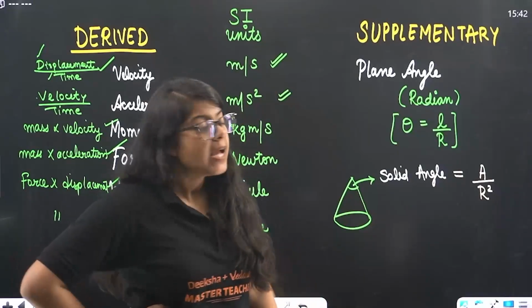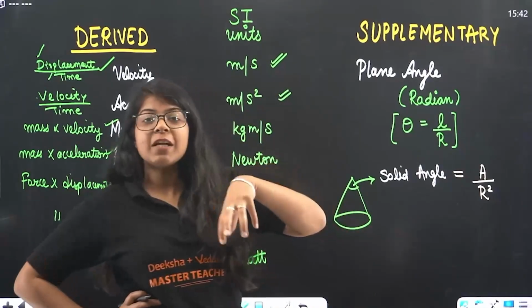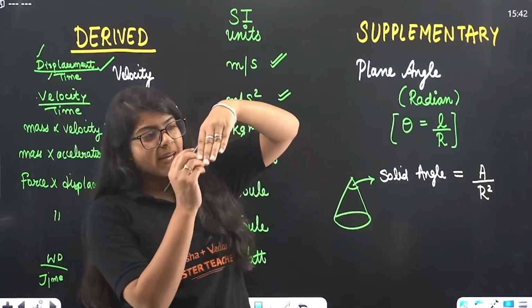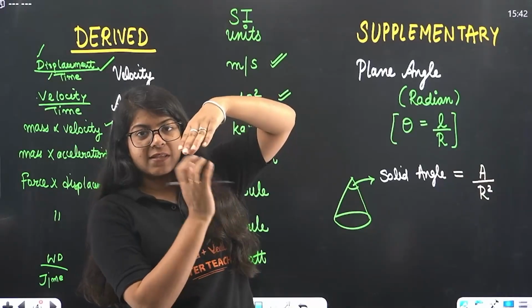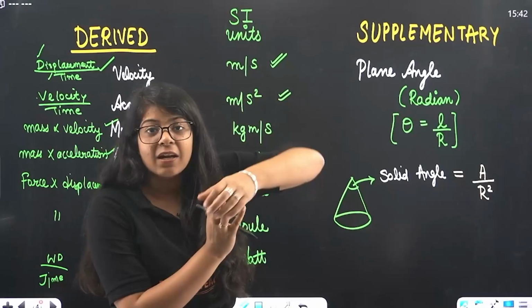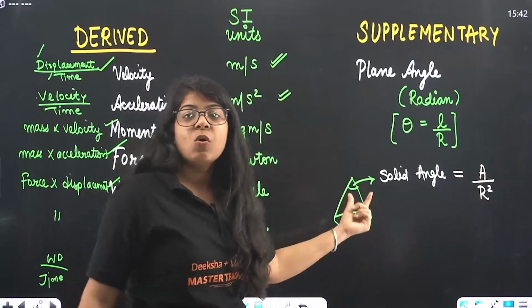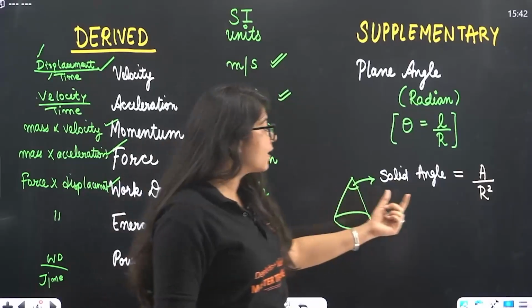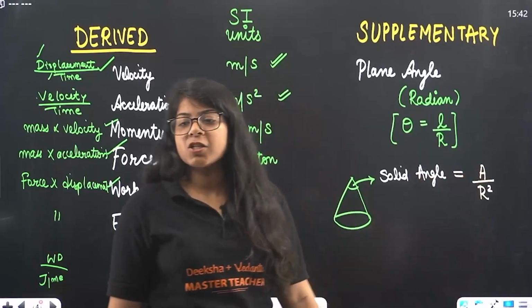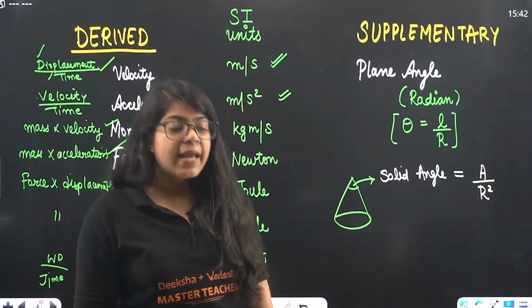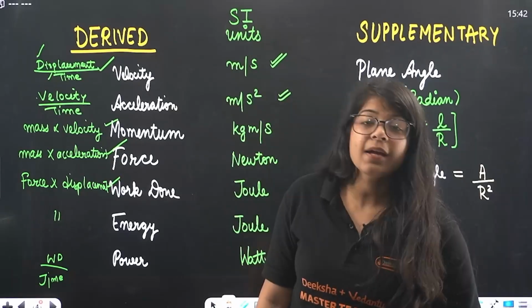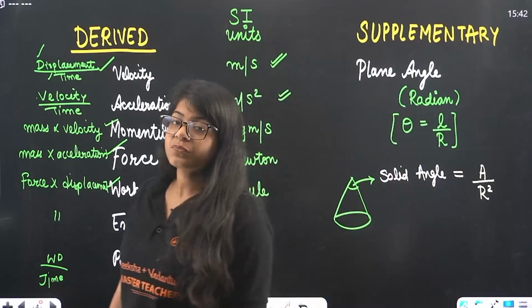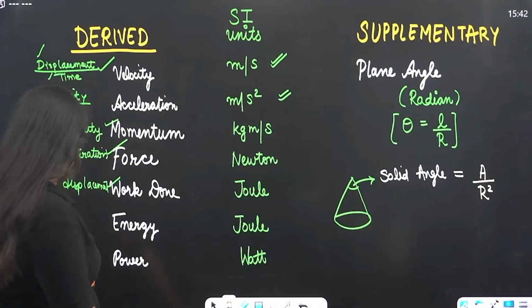We studied this. Similarly, we have the cone. You have those birthday caps, right? Those birthday caps are round like this. The 3D angle on the top of the cone is called solid angle. That solid angle is area divided by r square, right? So that's the whole concept of angles.